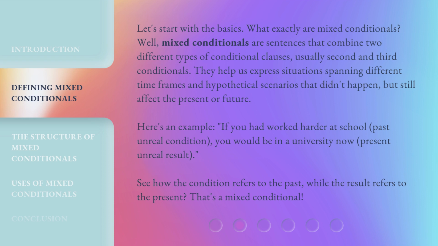future. Here's an example. If you had worked harder at school (past unreal condition), you would be in a university now (present unreal result). See how the condition refers to the past, while the result refers to the present? That's a mixed conditional.